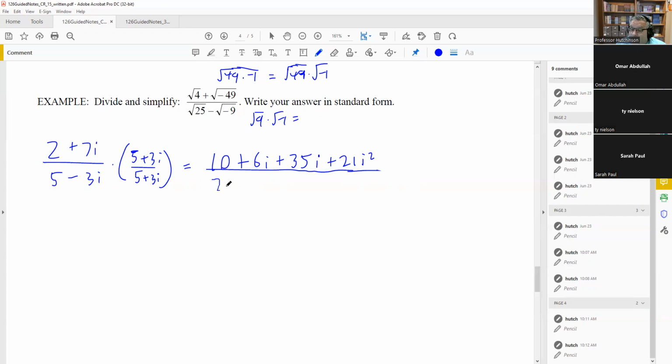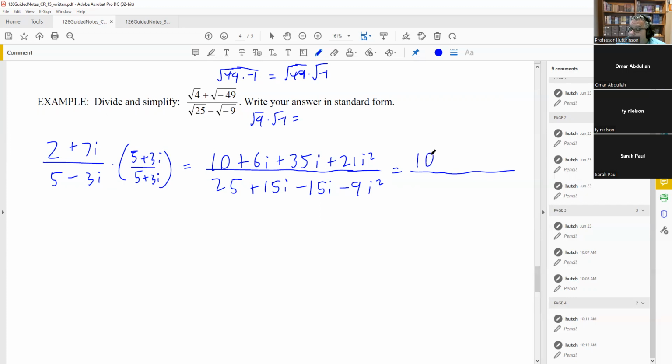Now we'll do the bottom. 5 times 5, 25. 5 times 3i is 15i. Negative 3i times 5 is minus 15i. And negative 3i and positive 3i, that's going to give you negative 9, and then that's going to be i squared. In the next step, we're going to simplify the like terms, and we're also going to put a negative 1 in for the i squared.